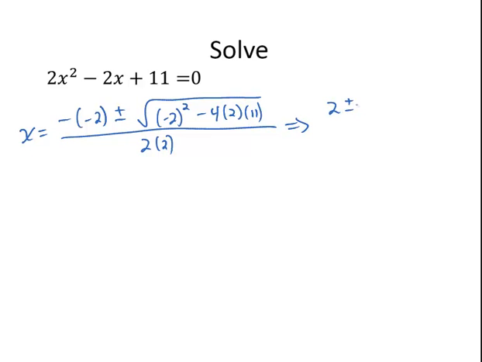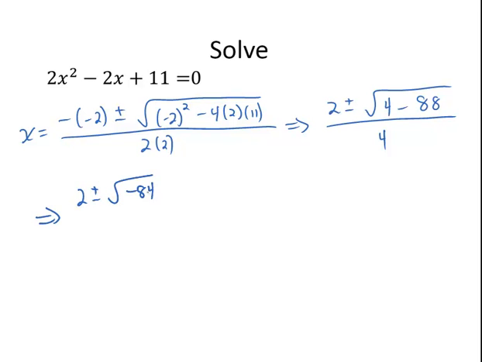Simplifying gives us 2 plus or minus the square root of 4 minus, now 4 times 2 is 8, times 11 is 88. So we have 4 minus 88 under the radical, and we have 2 times 2, which is 4 in the denominator. Now be careful here. Simplifying under the radical, 4 minus 88, this gives us 2 plus or minus the square root of negative 84 over 4. Now, the square root of negative 84 is not a real number. So at this point, we can say that there are no real solutions.